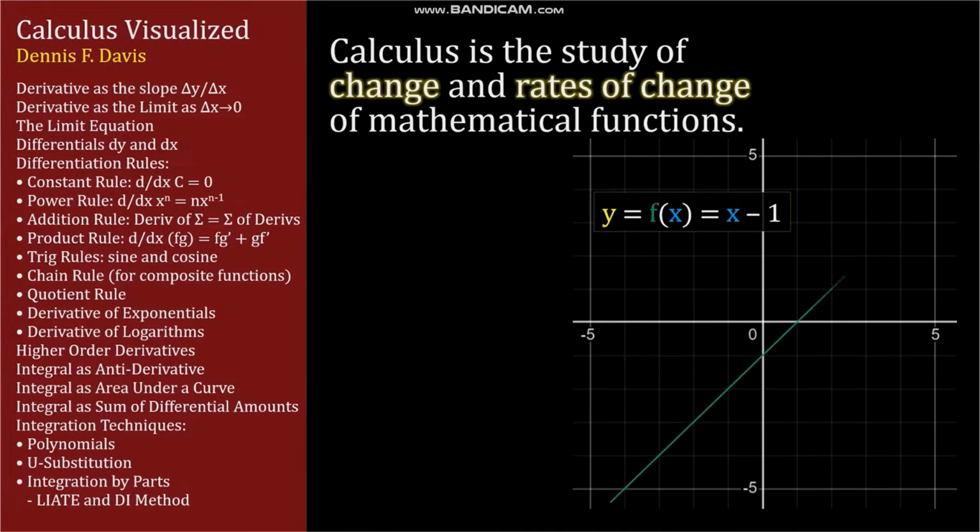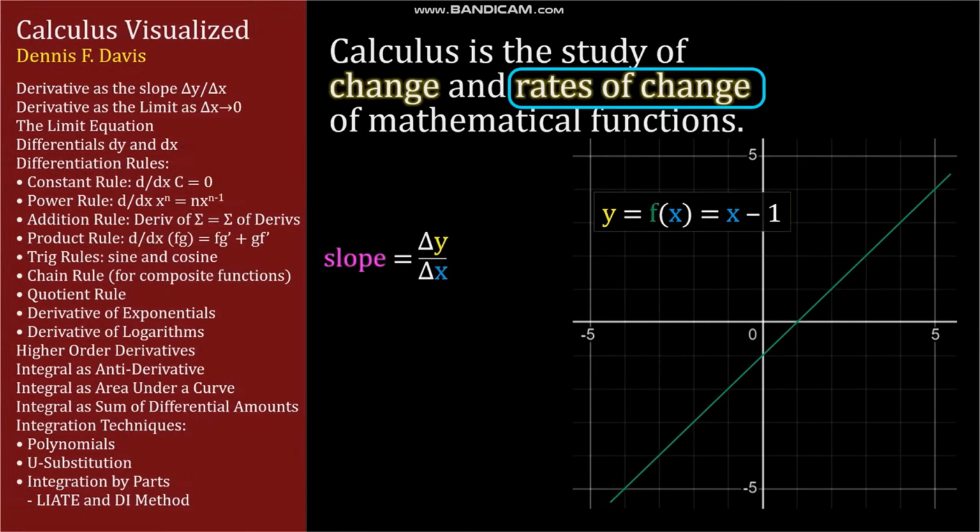This is a linear function, so its graph is a straight line. I said calculus was the study of change and rates of change, and the rate of change of a straight line is its slope, rise over run, delta y over delta x. I like to color code things in my videos. I'm using blue for x coordinates and distances, and yellow for y. And I'll use pink for slope or rates of change.